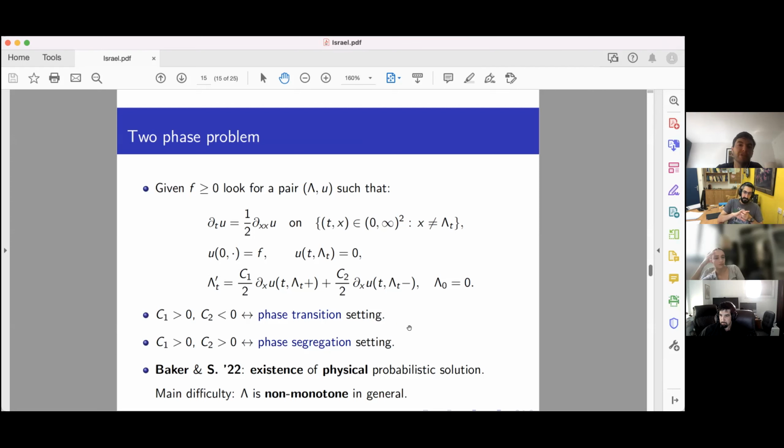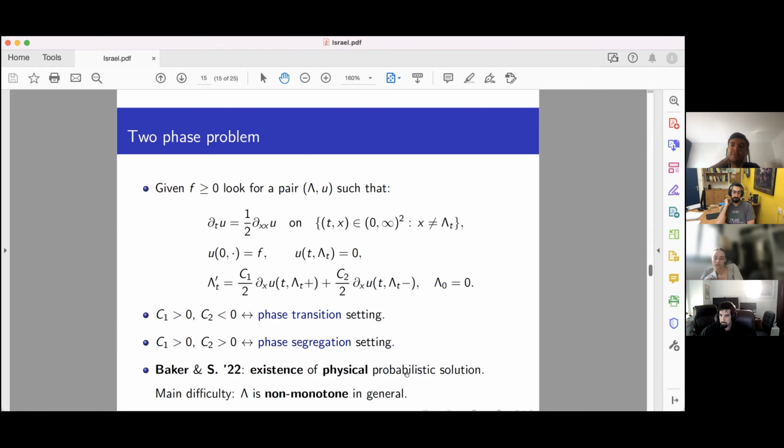And the regime where C1 and C2 are both positive doesn't make sense in terms of phase transitions, because it would say that the ice is superheated, so above 0 Celsius, which does not really exist, and the water would be supercooled. But it's still relevant in this other setting that I had mentioned before, the setting of phase segregation, where you have a mixture of two non-mixing substances like oil and water, and you're trying to describe the separation of the two. That would, at the end of the day, give you a free boundary problem with the opposite sign convention.